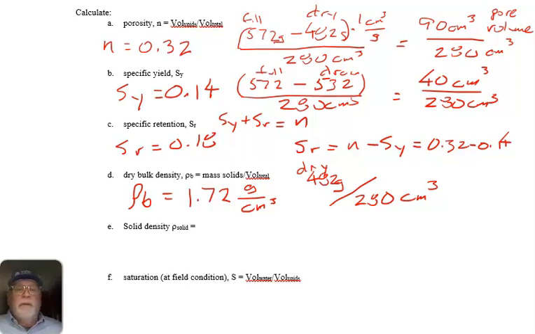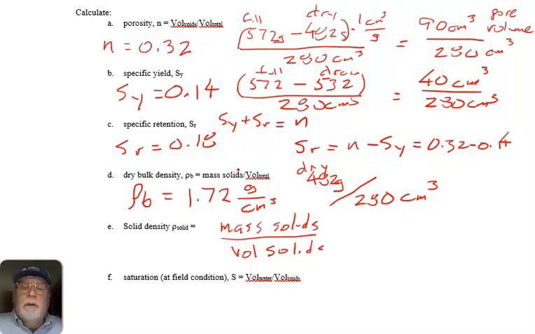The solid density is a little different animal. It's the mass of the solids divided by the volume of the solids. So the specific gravity of sand is going to be about 2.5. So I'd expect this to be around 2.5-ish. So the solid density is the mass of the solids divided by the volume of the solids, just the solids, not the whole. Everything else above this is divided by the whole box or the whole core. This is just by the solids.